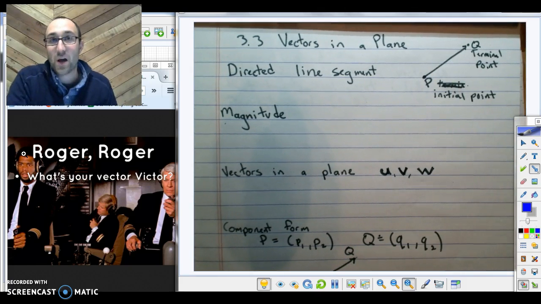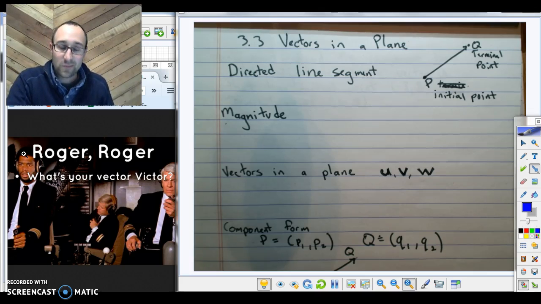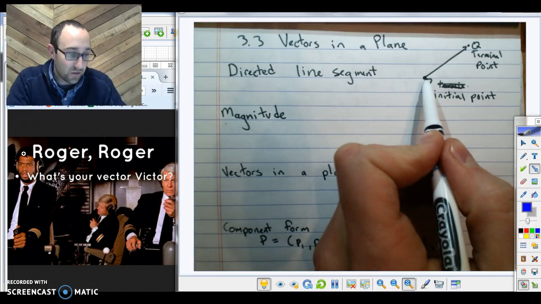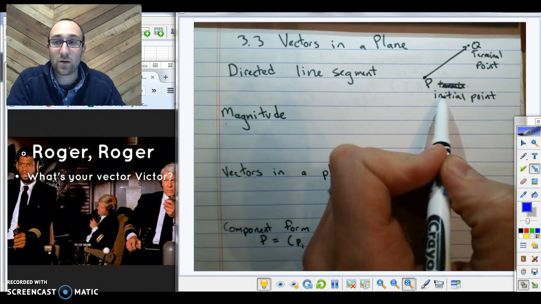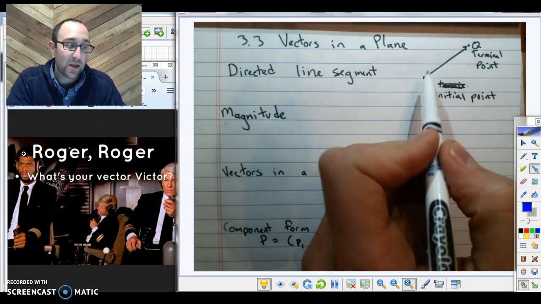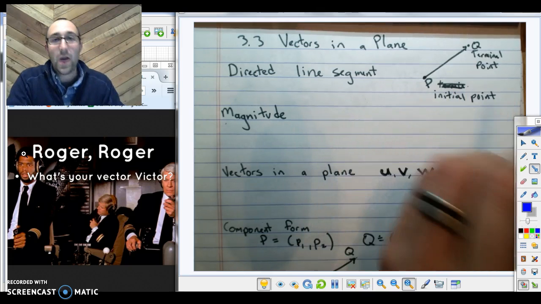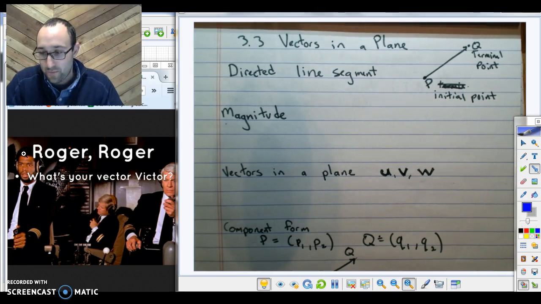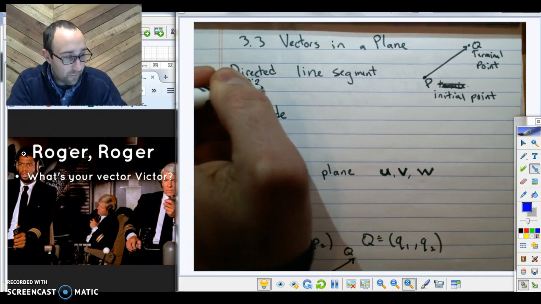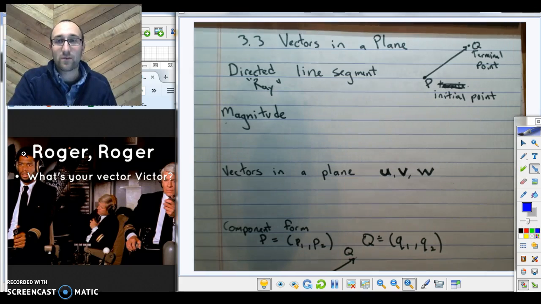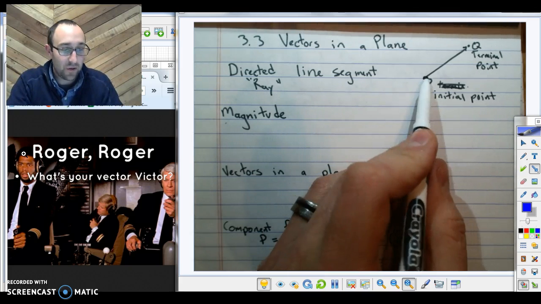If you're just talking about geometry, we have a line segment, and it doesn't really help. It's like a ray. It starts here as my initial point, goes to here as my terminal point. It's not an endpoint now. Like in geometry, it's called an endpoint. Now in vectors, it's called an initial point and a terminal point. All right, so that's what a directed line segment is. It's like a ray where it has a direction, starts at P, goes to Q.